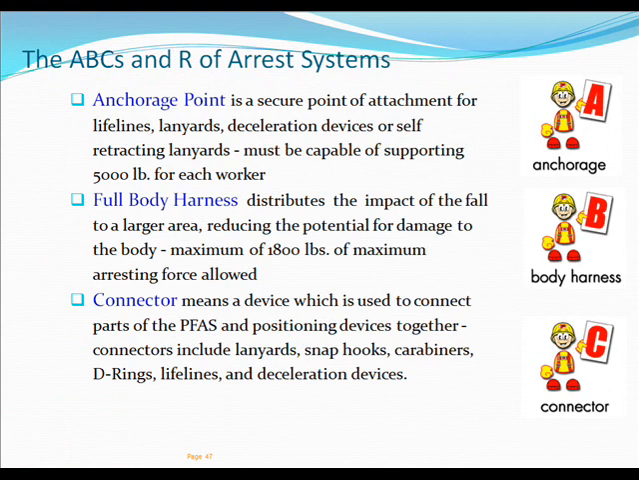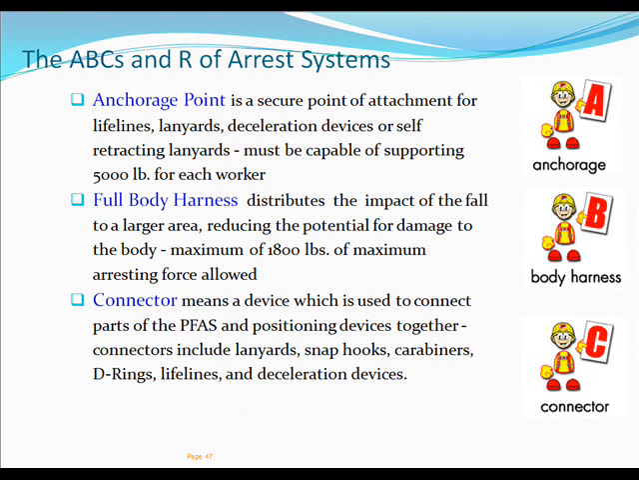The ABCs and R of arrest systems. Anchorage Point is a secure point of attachment for lifelines, lanyards, deceleration devices, or self-retracting lanyards. Must be capable of supporting 5,000 pounds for each worker. Full body harness distributes the impact of a fall to a larger area, reducing the potential for damage to the body. Maximum of 1,800 pounds arresting force allowed.